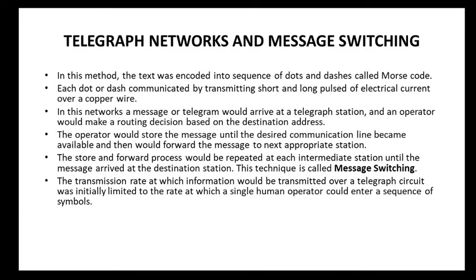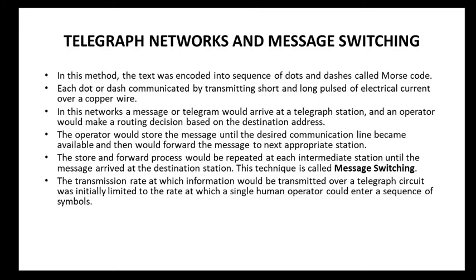Next topic is telegraph networks and message switching. In this method, the text was encoded into a sequence of dots and dashes called Morse code. Whatever the data or the text that we send, that will be encoded into a number of dots and dashes that will be called a Morse code. Each dot or dash was communicated by transmitting short and long pulses of electric current over a copper wire.